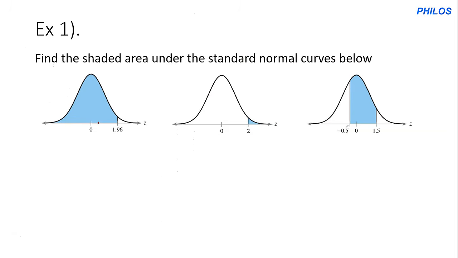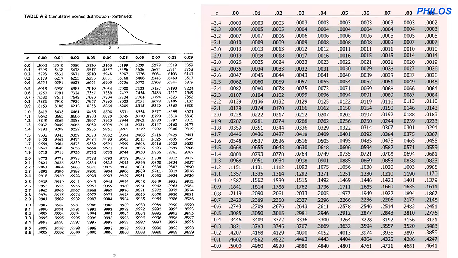So question 1. Find the shaded area under the standard normal curves below. Now, when you look at this curve, this part has been shaded and this part is unshaded. And the question says we should find the shaded area. Now, to find the shaded area, this is what we're going to do. When you look at the Z score here, it's positive 1.96, isn't it? So we go to the Z table and then check positive 1.96.